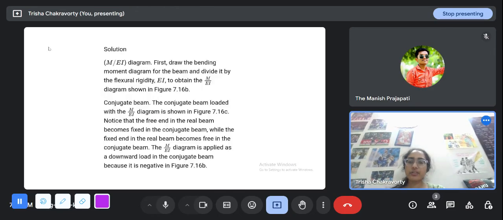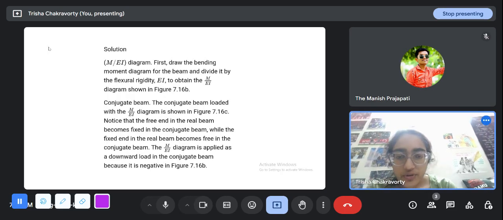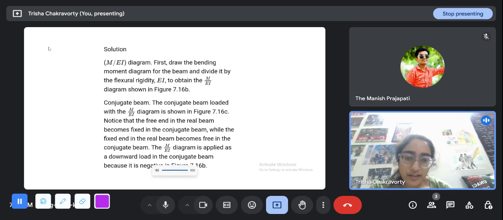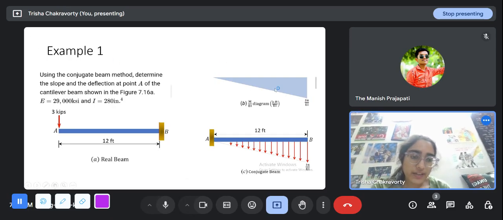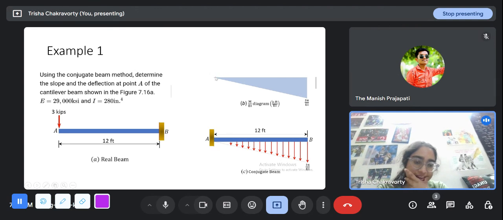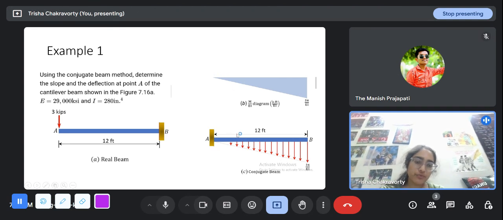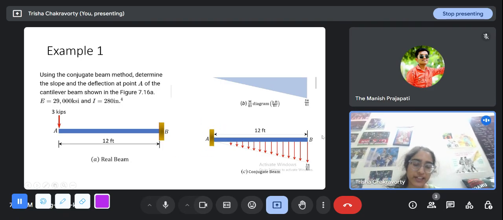So we look at the solution of this. First, we have to draw the M by EI diagram, which we have already looked at before. The moment diagram is a linear diagram that varies from 36 by EI to here. This is the M by EI diagram. So it will have a downward triangular loading in the conjugate beam, and the free end has become a fixed support, and the fixed support has become a free end.